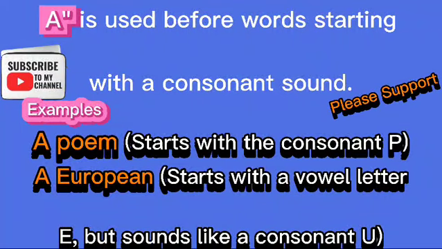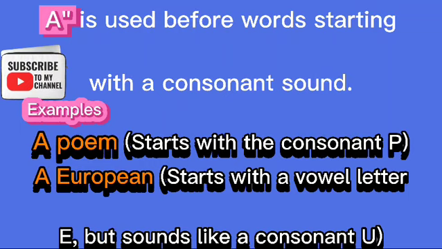A, an, and the. When to use them correctly. Listen carefully, everyone. Let's break down a, an, and the and how to use them correctly. A is used before words starting with a consonant sound. Examples: a poem starts with the consonant P.